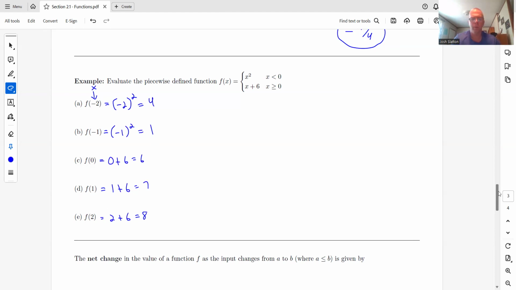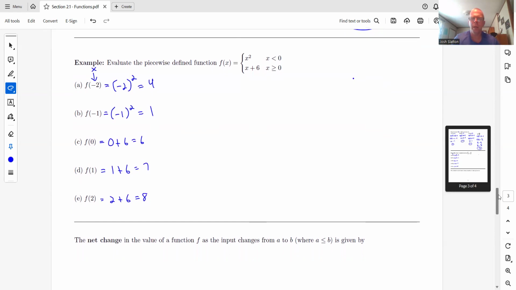And so that's piecewise functions. We may see piecewise functions some more later on, but they're not too complicated. They can be a little bit trickier to graph, or at least they take a little bit longer to graph if you're graphing by hand. But as long as you understand that you have to look at where your x is, which piece you are looking at, then they're not too bad.